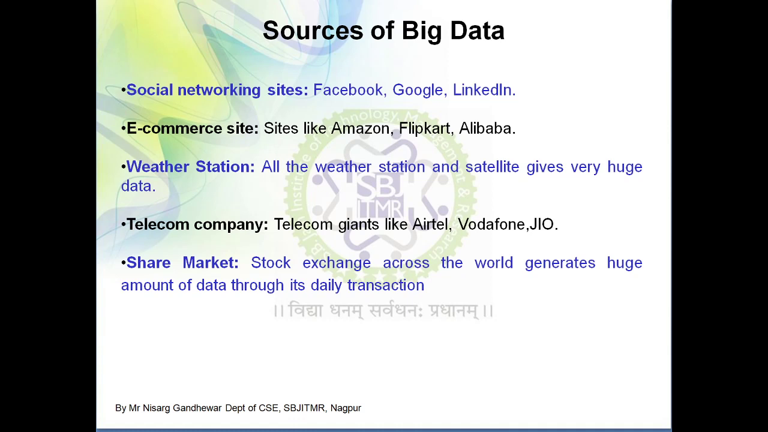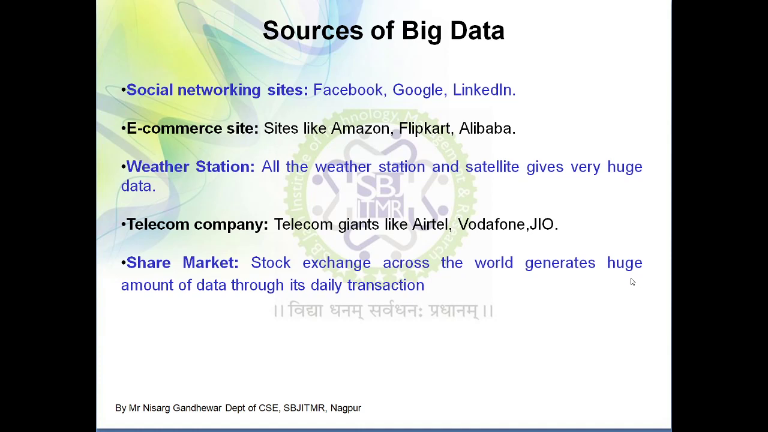Then the next source is weather stations. We already know there is a weather forecasting department that forecasts the weather for the next day. All the weather stations and satellites give very huge data. They are also generating a huge amount of data, so this is another source.